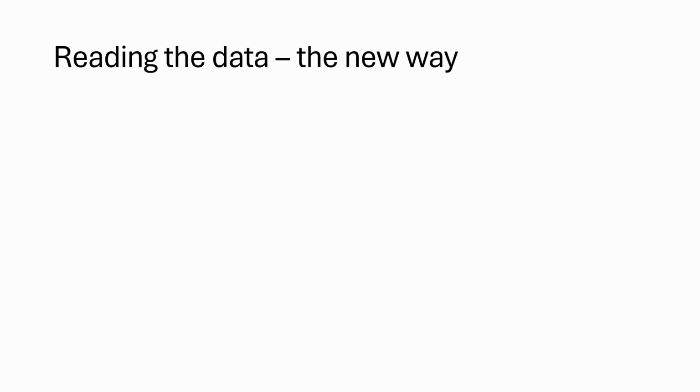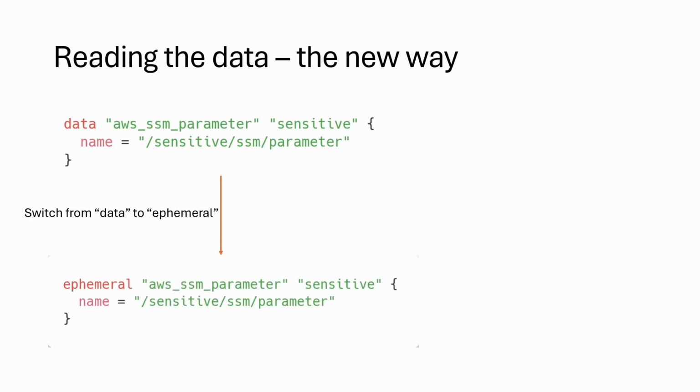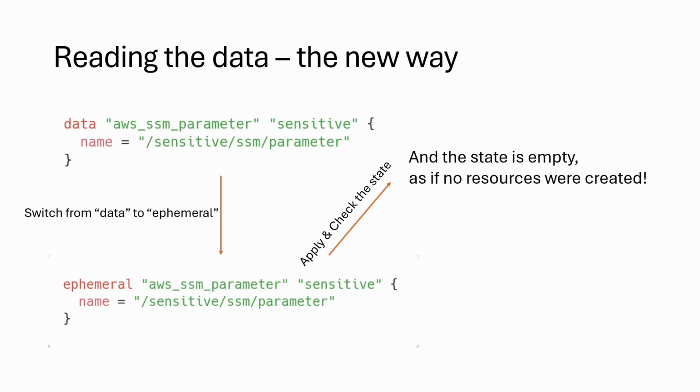Here's how we can read the data using the ephemeral block. Here's our old data source. And let's switch from data to ephemeral. Here's our ephemeral block with seemingly the same functionality. Let's apply and check the state, and the state is empty, as if no resources were created, because there weren't any resources created. As I explained earlier, the ephemeral block exists only at the plan time. Therefore, it isn't stored in the state.